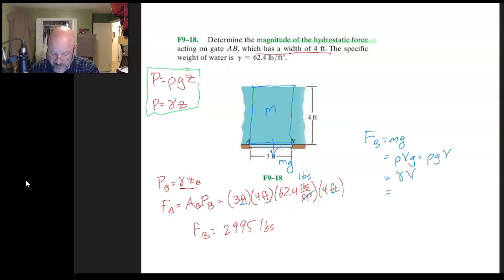So let's go ahead and put the numbers in on that. We got 62.4 pounds per cubic foot. And then what are we going to have for my volume? Oh, well, look at this. It's 3 feet wide and 4 feet back into the screen and 4 feet tall. So I got 3 by 4 by 4, which is exactly what we had over here. And so we're going to end up getting exactly the same thing, of course.